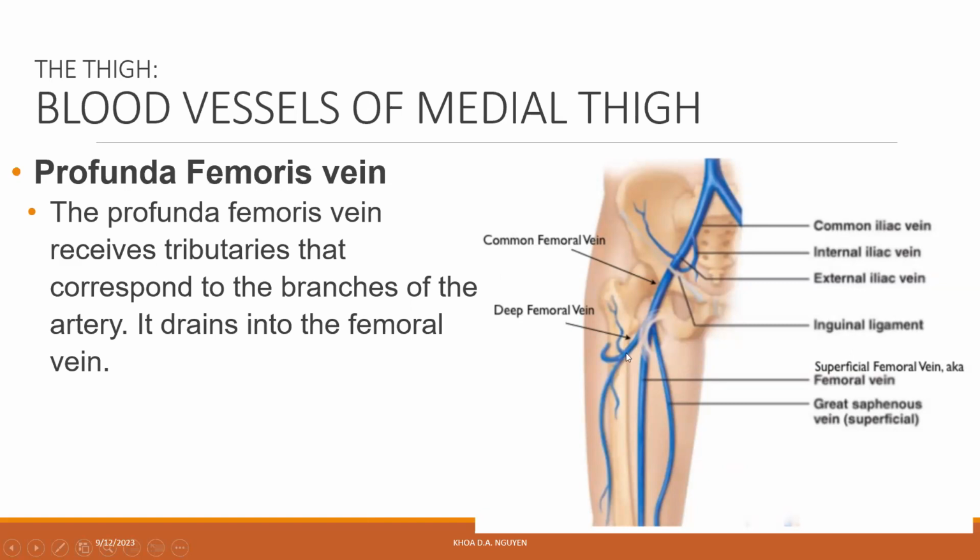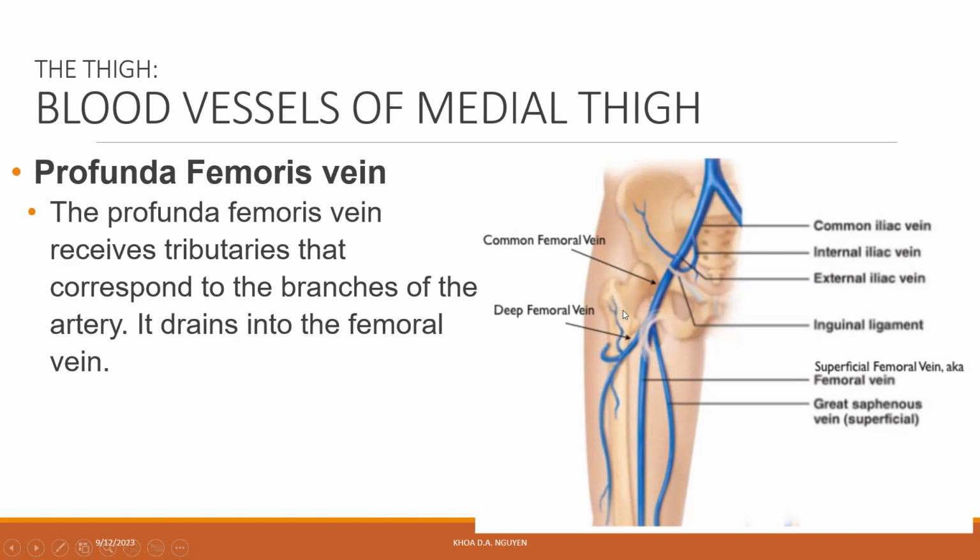So deep femoral vein, here it is, okay? And just like in the deep femoral artery, you have these branches here, the circumflex branches that supply the proximal part of the femur over here, as well as this area right here near the neck of the femur.